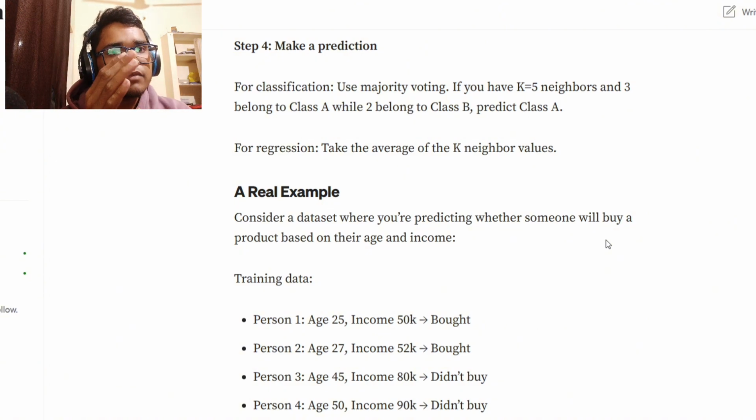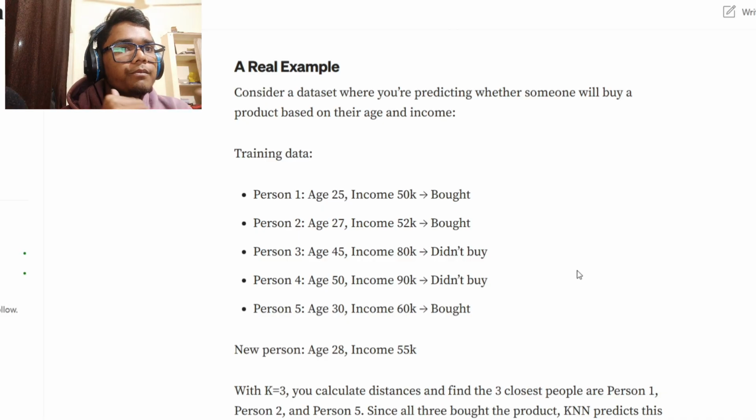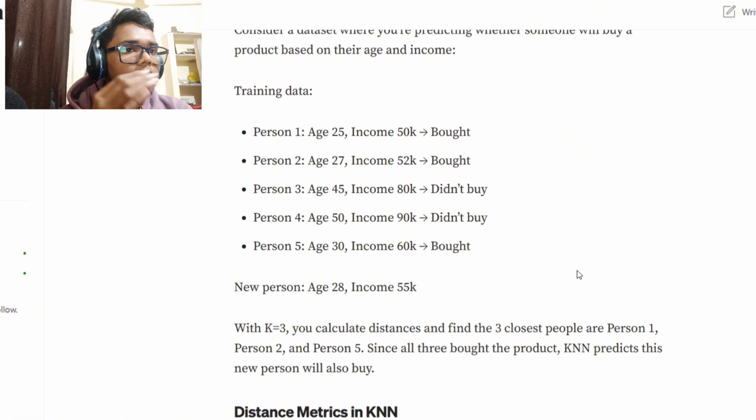Let's see some real life example. Consider a data set where you are predicting whether someone will buy a product based on their age and income. First person, age 25, income is 50k, bought the product. Second one is age 27, income is 52k, bought the product. Next one is age 45, income is 80k, didn't buy. Next one is age 50, income is 90k, didn't buy. Next is age 30, income is 60k, bought.